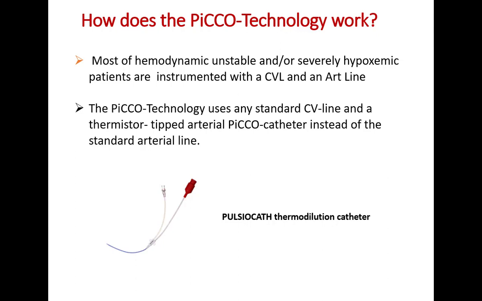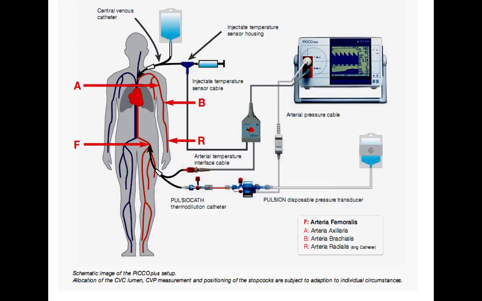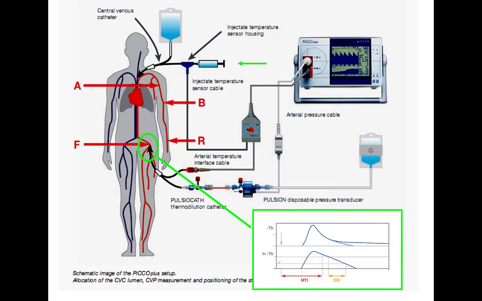So the PiCCO technology uses any standard central venous line and a thermistor-tipped arterial PiCCO catheter instead of a standard arterial line. The only thing which is different is this PulsioCath, which is specially equipped with a thermistor. So the thermistor is not at the tip of the PA, rather it's at the artery. So we inject here, we sense somewhere here. When we inject, we get this kind of waveform.